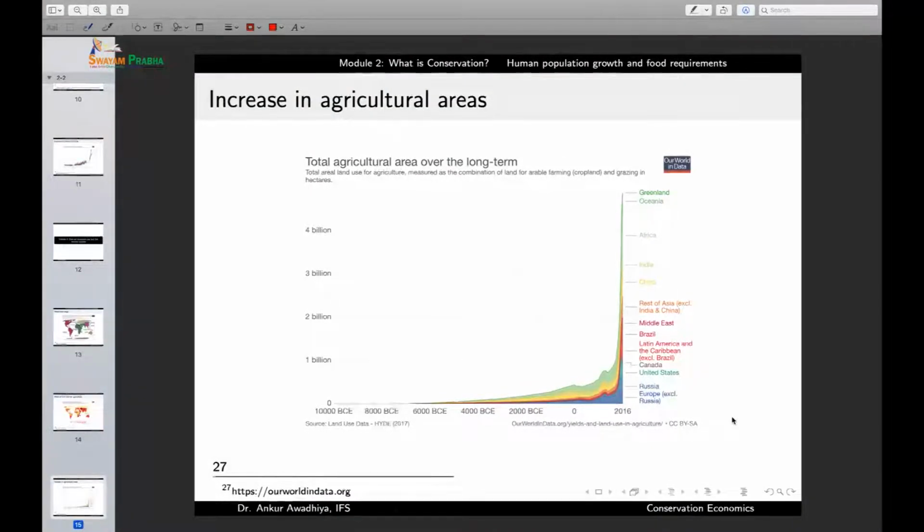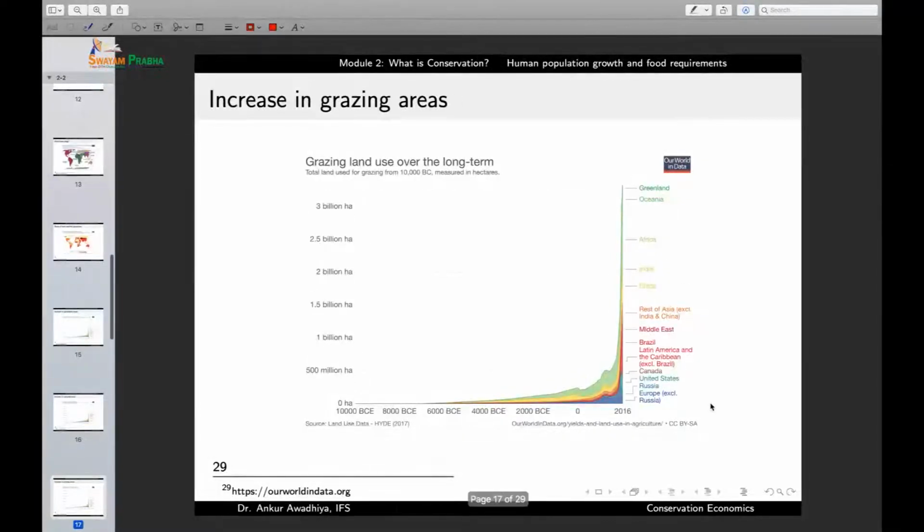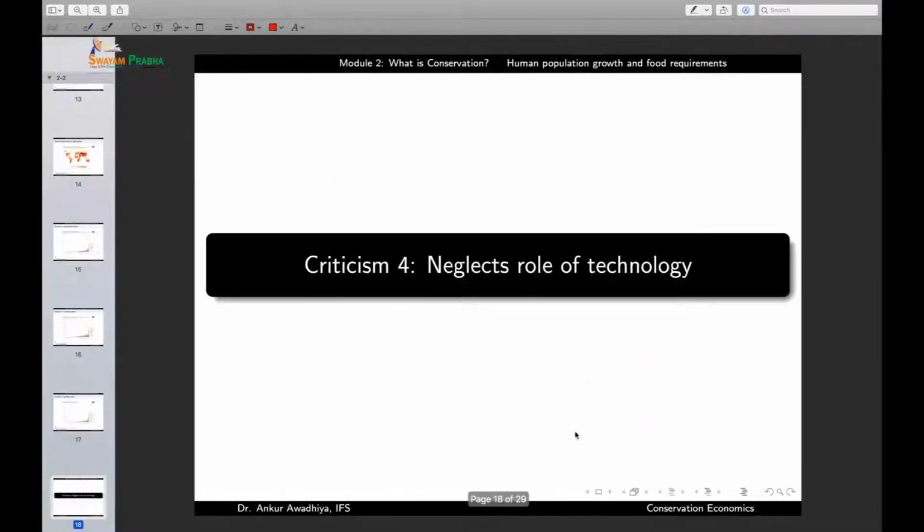So this is something that Malthus had not considered in his time because these were roughly not possible in his time. And in agriculture, we see both an increase in the cropland area. So the cropland area has also increased in an exponential fashion, and also the grazing area. And here you'll observe that most of this increase was in the last 2 millennia. So there is an exponential increase in the grazing area as well.